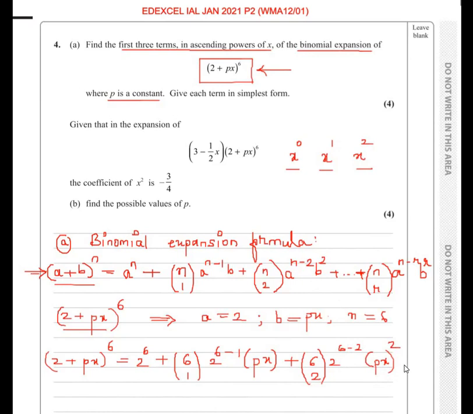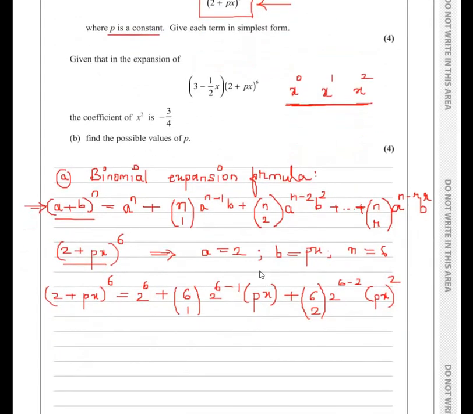We have to stop over here because, as we have seen, the first three terms in the ascending powers of x stop at x squared. As you can see here, our x is raised to the power of 2, so we need to stop expanding it over here. Now they want us to solve this given statement which we have got.